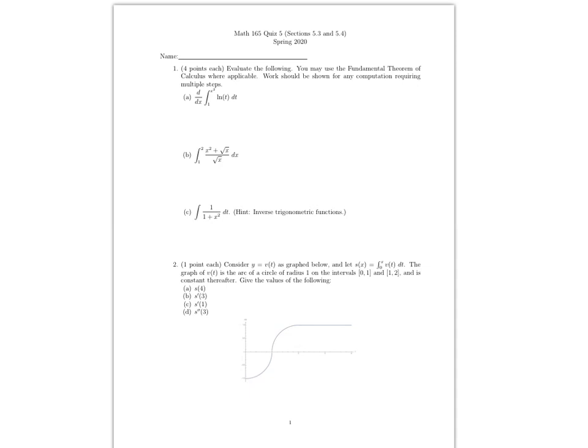Problem number 1a. We are taking the derivative of the integral from 1 to x squared of the natural log of t. Now, the first part of the fundamental theorem of calculus, FTC1, tells us that the derivative of the integral is just the function that we started with. So the function we started with was the natural log function, and we evaluate it at x squared.